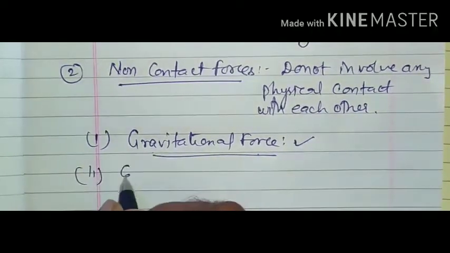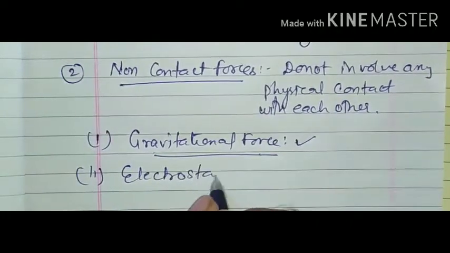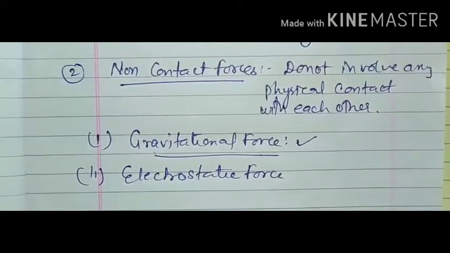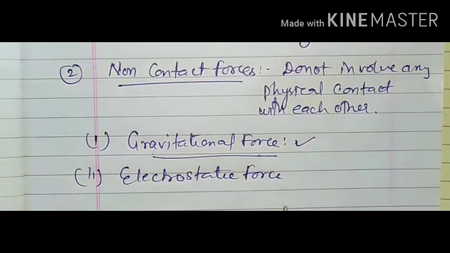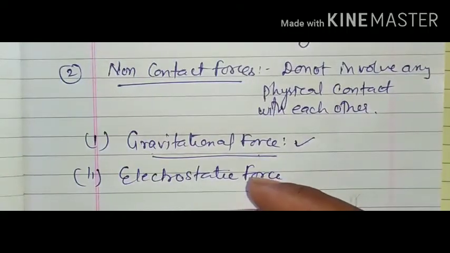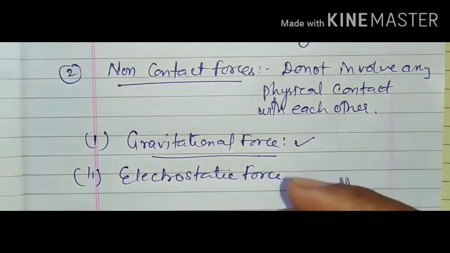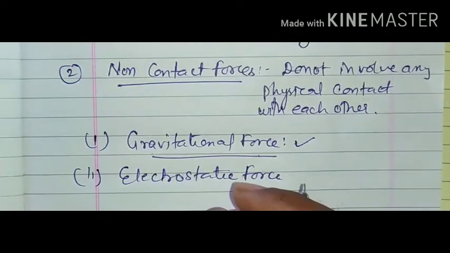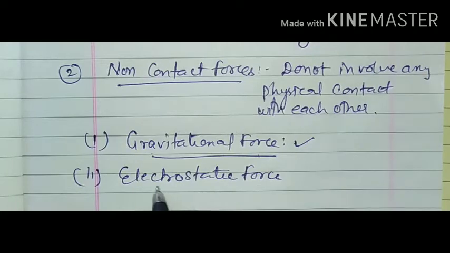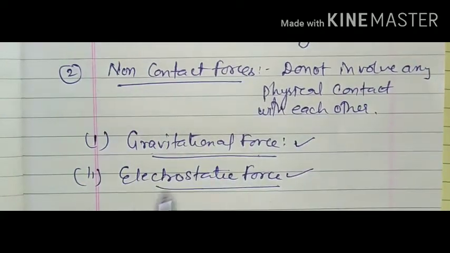Second one, electrostatic force. For example, if we rub a plastic comb several times against our dry hair, but not oily hair, and bring it near a piece of paper, what does it do? It is attracted by the comb. This is because on rubbing, the comb gets charged. The force exerted by the electrostatic charge is known as electrostatic force. So these are the two examples of non-contact force: gravitational force and electrostatic force.